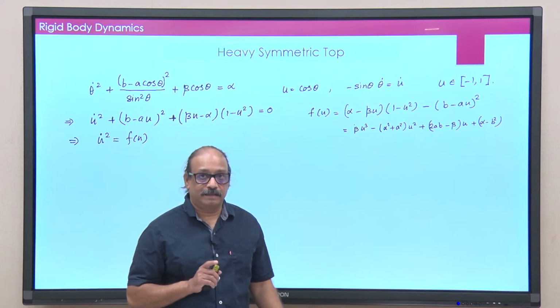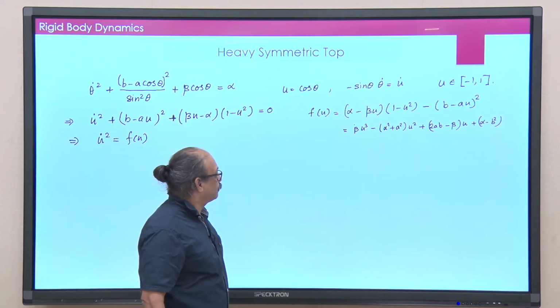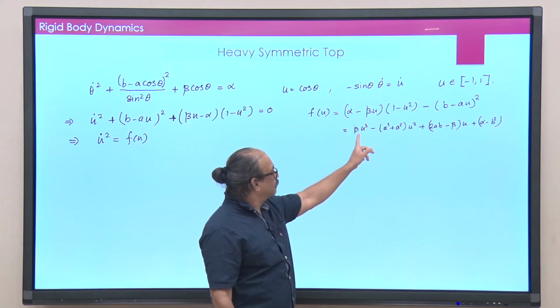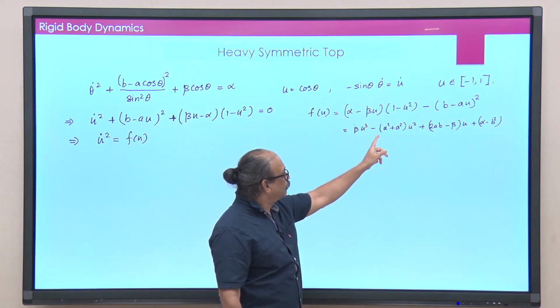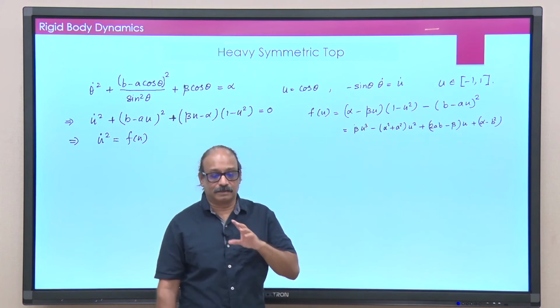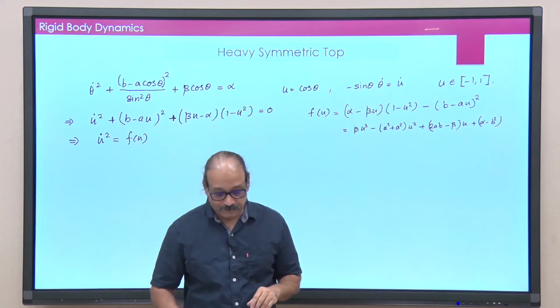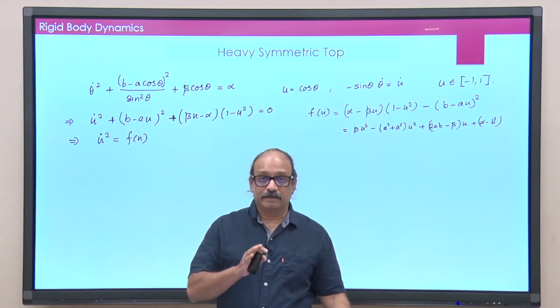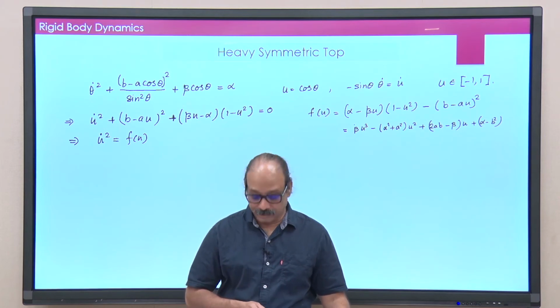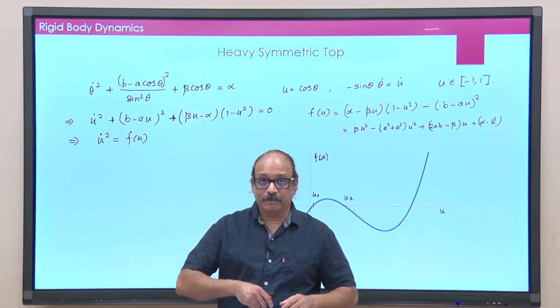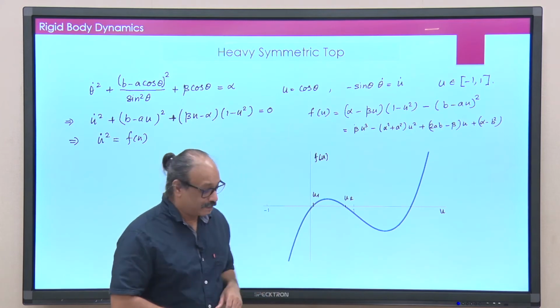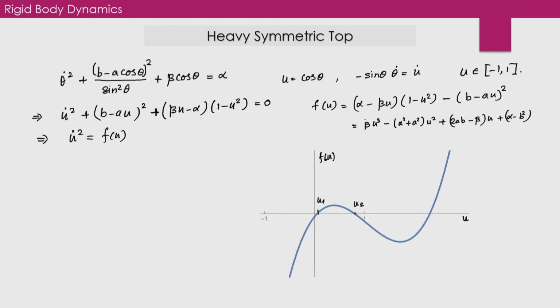If I expand this, you see what you get: beta u cube minus (alpha square plus a square) into u, and so on. It is a cubic polynomial. Okay. So, the cubic polynomial would look something like this. We will analyze this in a moment.